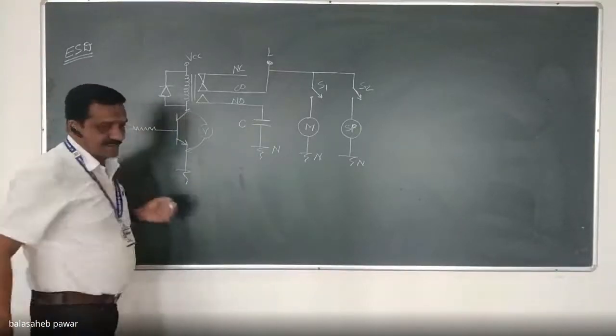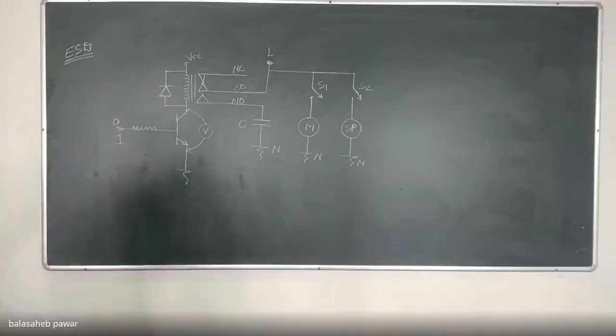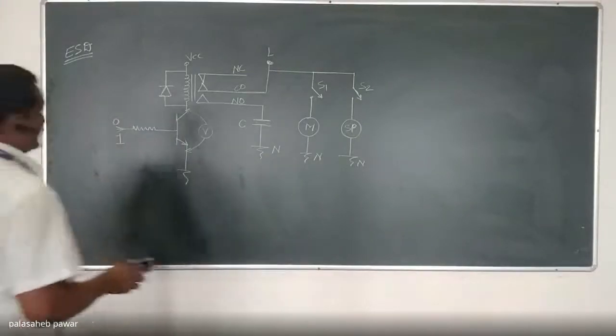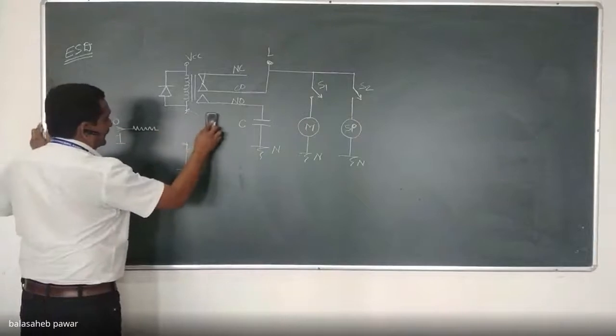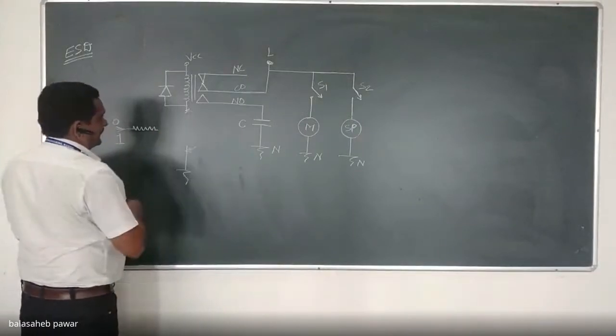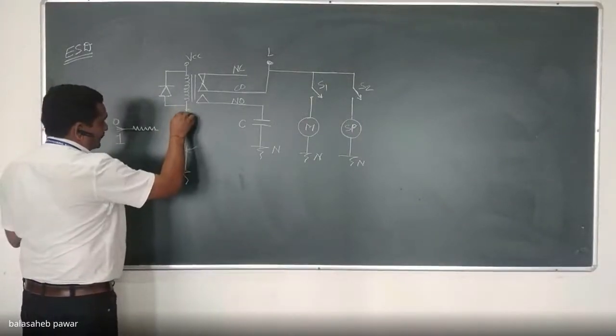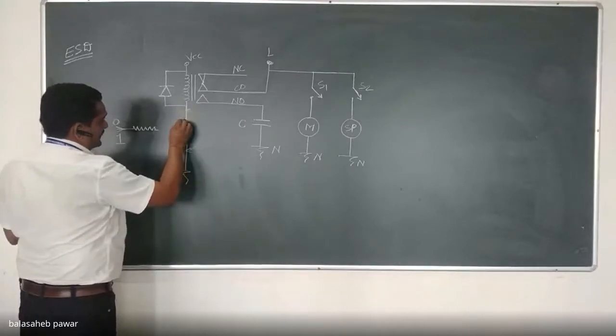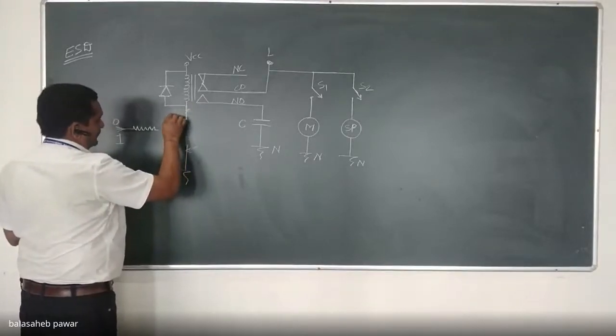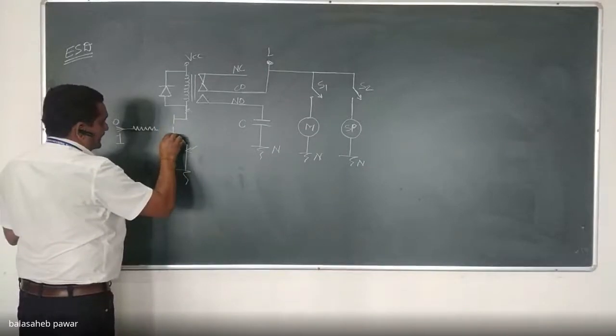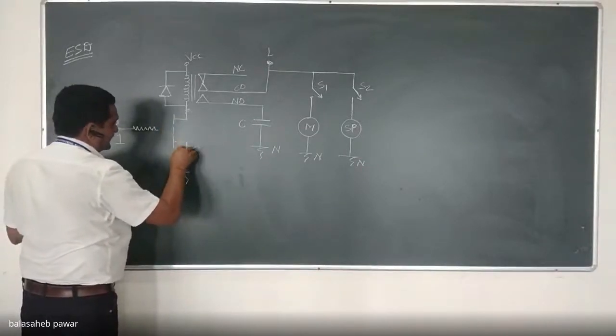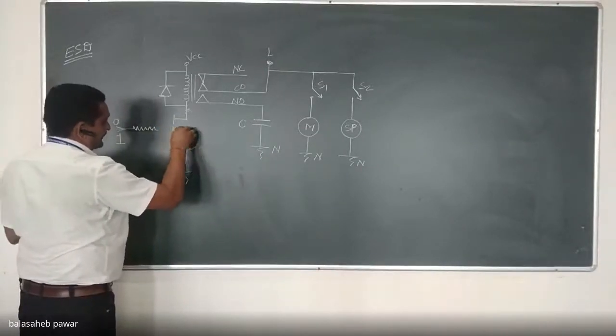Now, our today's discussion is, can we go for another type of switch over here? Another type of switch means, can we go for a MOSFET? That means we have to replace this BJT by the MOSFET, and then we will compare which switch, either BJT or MOSFET, will be best in such an application.